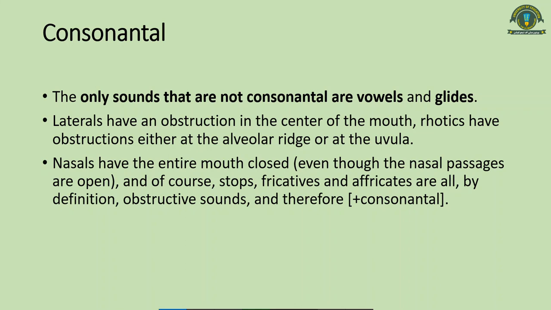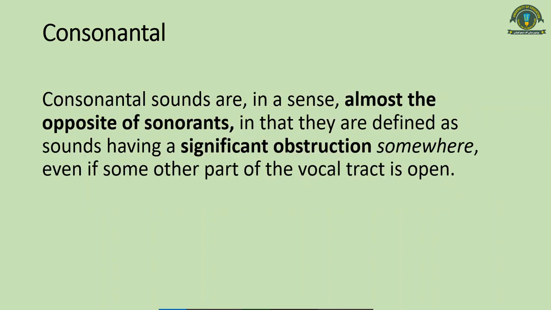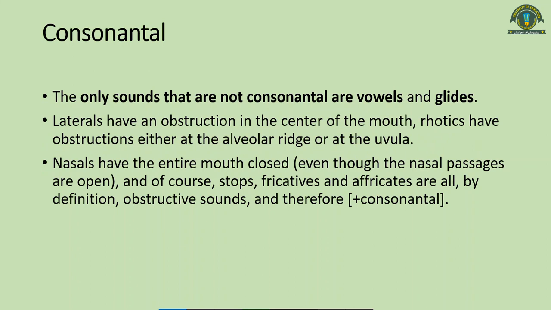Now, laterals have an obstruction in the center of the mouth. We said that laterals are included in the category of sonorants, but laterals are also included in the category of consonantals because they have an obstruction, and in our definition of consonantal, there should be a significant obstruction somewhere. So laterals have an obstruction in the center of the mouth. Rhotics have obstructions either at the alveolar ridge or at the uvula in some languages.